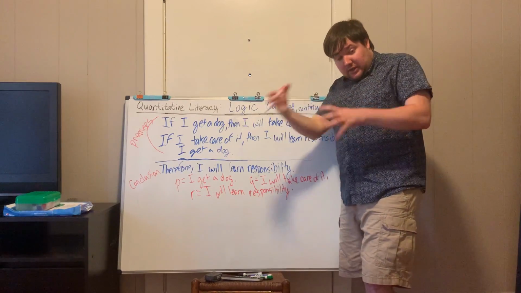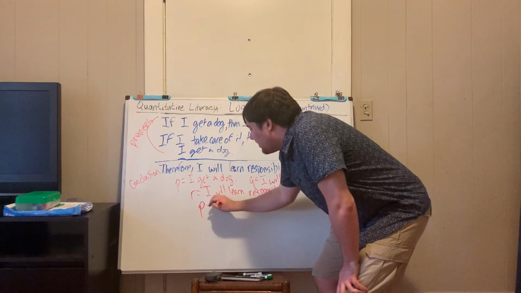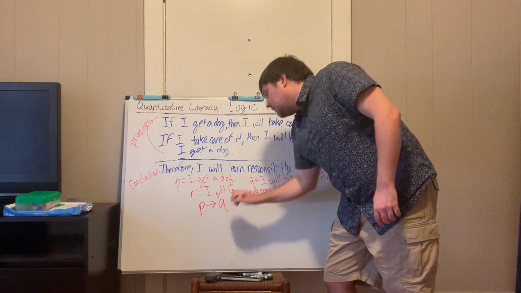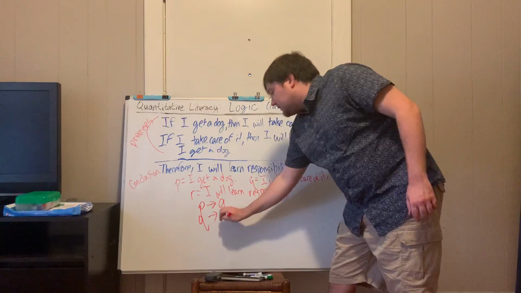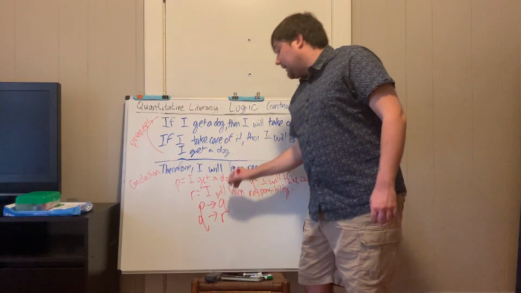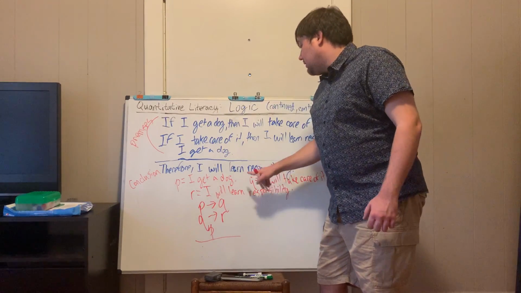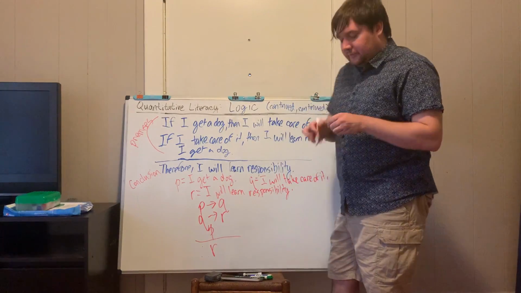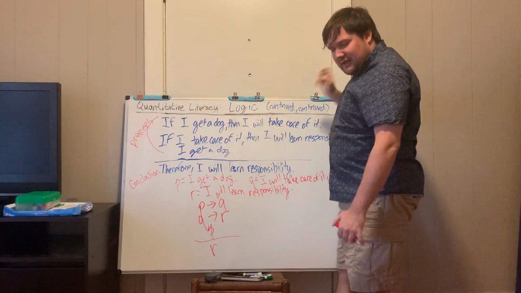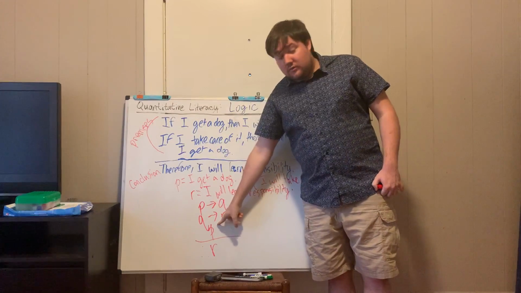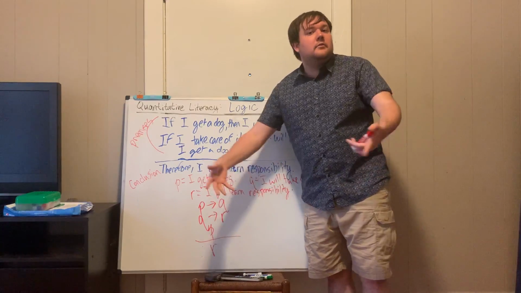Now it's just, what building blocks are we using? So for structure, if I get a dog, so if P, then I will take care of it, which was Q. If I take care of it, then I will learn responsibility, which we've determined is R. I get a dog is the statement P. Therefore, and we use three dots for therefore, I will learn responsibility is R. Now, you might already be able to see that this argument is valid. You can kind of follow the steps a little bit. We know P is true. P is true, therefore Q is true. Q is true, therefore R is true. So R. Kind of makes sense.